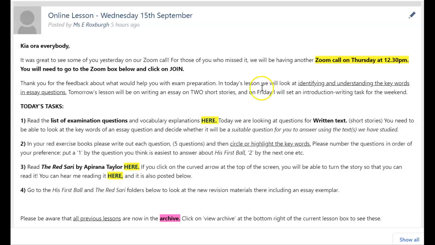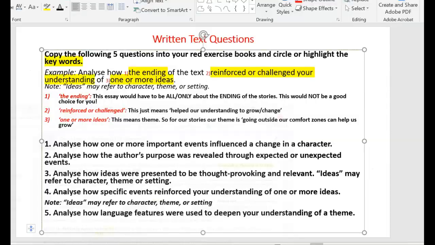Okay, so yesterday I asked you to look at a list of examination questions, and I'm going to click on here to get them. These were the questions I put up for you to think about, because one of the skills you need when you approach your exam essays is choosing a good question and understanding that question so that you can answer it fully. The first thing I wanted you to do was highlight the key words, and this was my example.